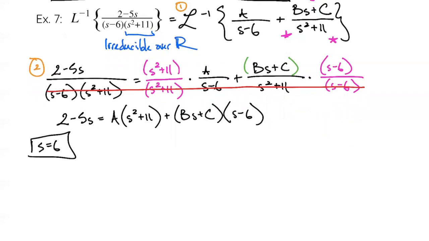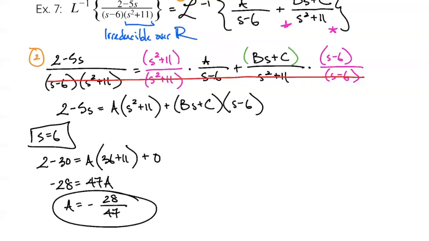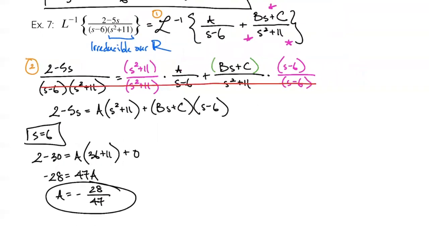So if I plug in s equals 6, I get 2 minus 30 equals A times 36 plus 11, plus the whole second part zeroes out. And so I'll get negative 28 equals 47A, and I'll get A equals negative 28 over 47. Okay. So as soon as I can find a value, then I want to go ahead and find it. That's how I like to approach it. But if you're really into matrices or systems of equations, that could also be a viable option. Okay.